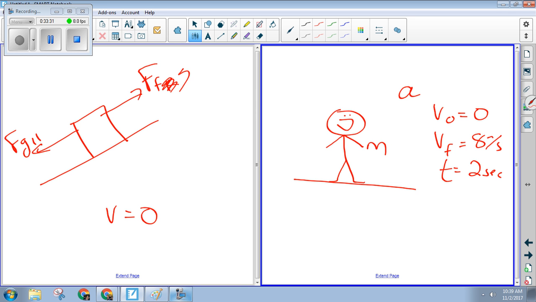So we got a dude standing in an elevator. The elevator is going to begin moving up at a preposterous speed of 8 meters a second, which is like 20 miles an hour, so it's a pretty fast elevator. And this all happens in 2 seconds. So yeah, it's like the one that takes you to the top of the Empire State Building or something.